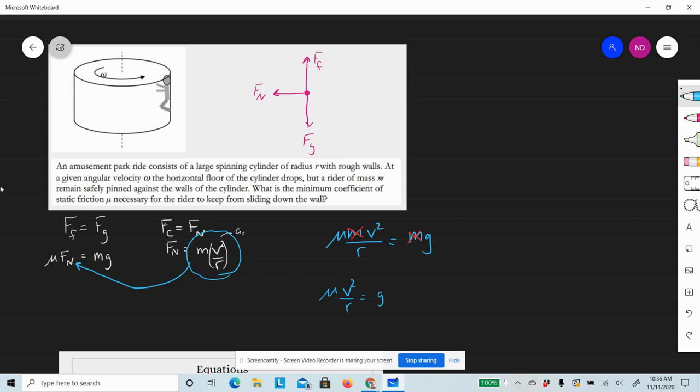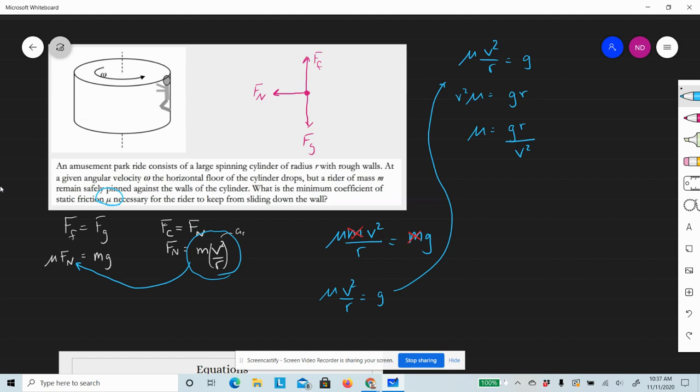We want the equation for mu, so we have to get v squared over r out of there. Just to save space, I'm going to bring this over here. Mu v squared over r equals g. Let's solve this for mu. That's what we want: what is the minimum coefficient of friction? There's our unknown. So mu equals gr divided by v squared.